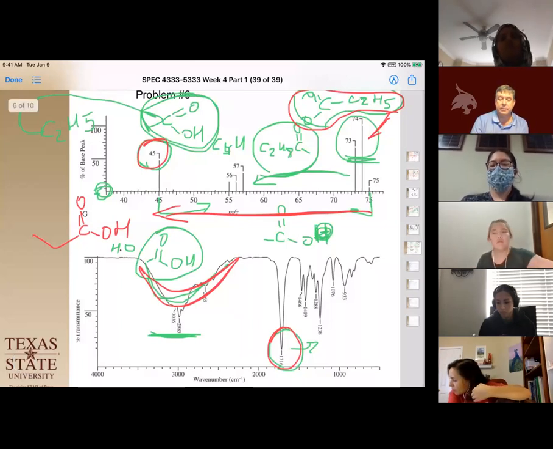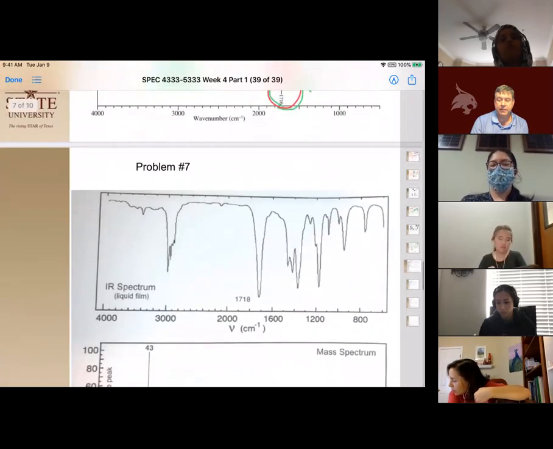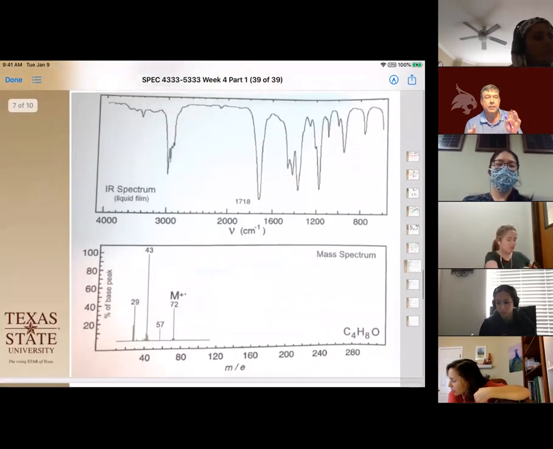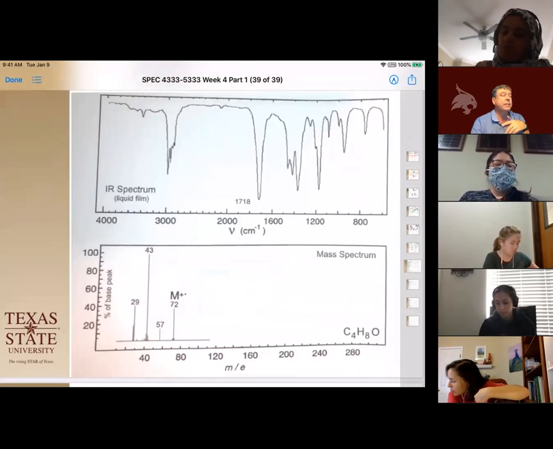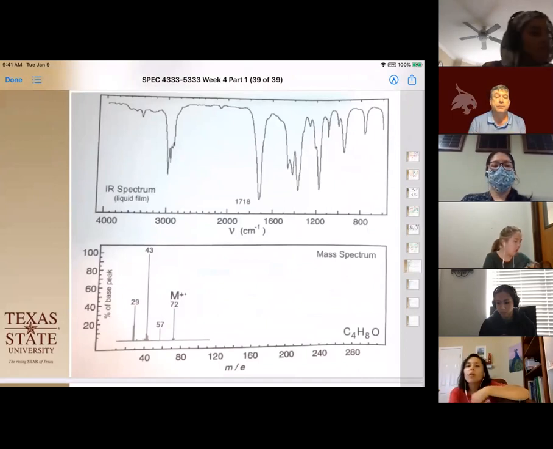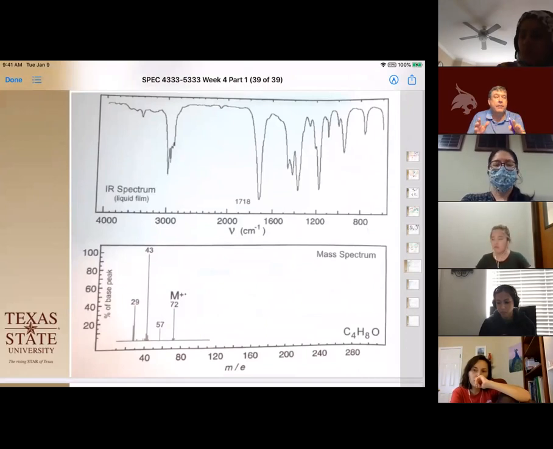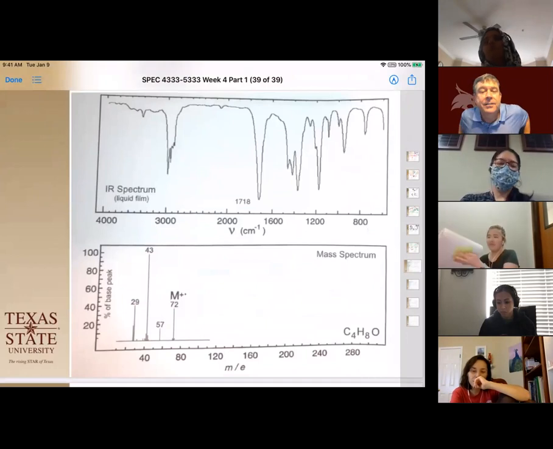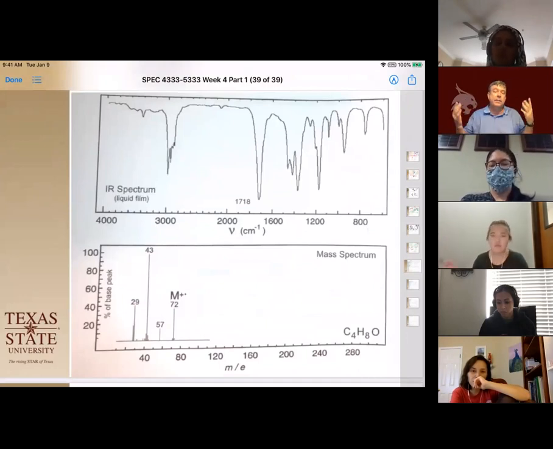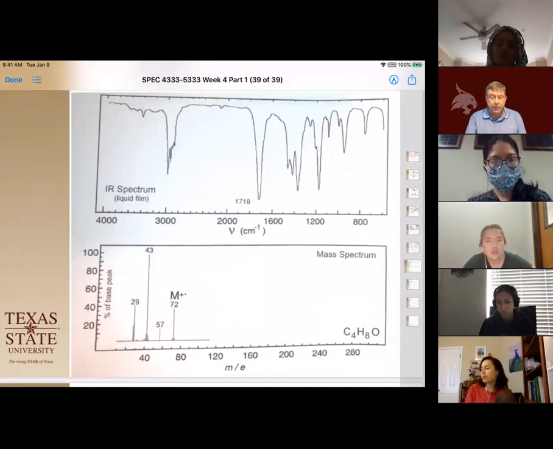All right, let's move on to problem number 7. Now notice the format's changed slightly here. The format is going to be closer to what we see in our exams, because I have to use an out-of-date book that nobody's ever seen before for the exam. So notice that it's slightly different. The IR's on top, the mass spec's on the bottom, but all the information we'll need to be solving these should be here.